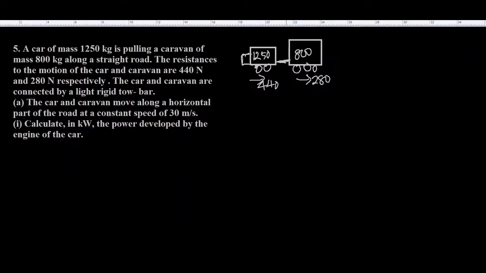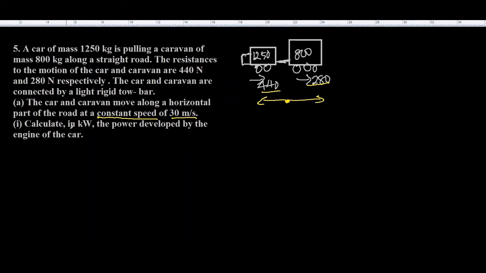In this question number 5, this is the situation. A car of 1250 kg is pulling a caravan of 800 kg. There are two forces of resistance, one on each of them, and it is moving at a constant speed. This is the key here: constant speed of 30 meters per second. Constant speed means whatever is the resistance, same is the effort by the engine.